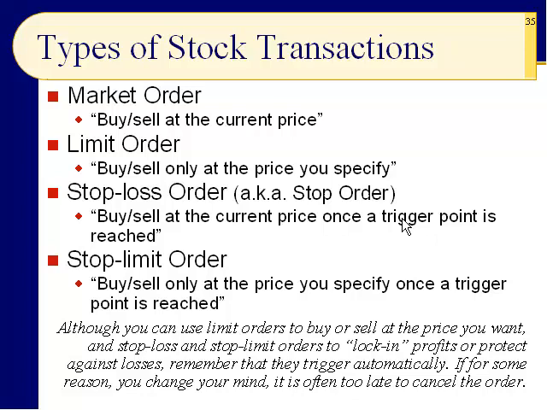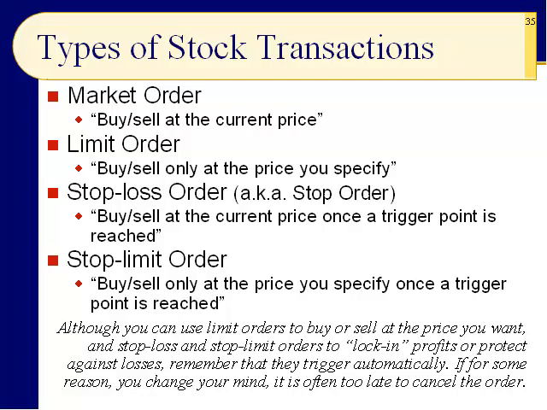All I want you to know is that there are market orders for those of you who want to buy or sell. And then there are these little tricky things like a limit order or a stop loss or a stop limit order that allow you to lock in profits or take advantage of a price decline or a price spike. And let's read together. Although you can use limit orders to buy or sell at the price you want, and stop loss and stop limit orders to lock in profits or protect against losses, remember, they trigger automatically. These systems are very sophisticated. If for some reason you change your mind, you ain't going to get to that computer fast enough, or your cell phone, to cancel the order. It's going to happen before you can respond.